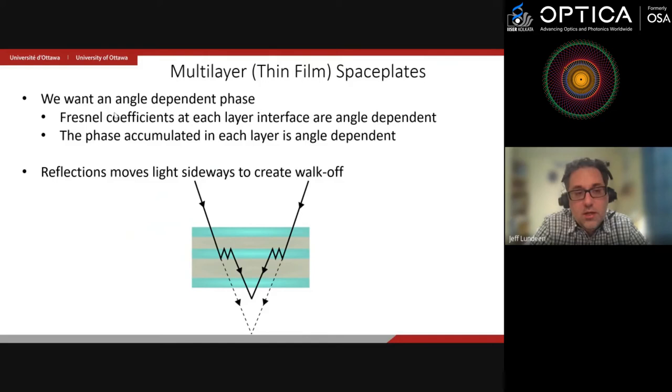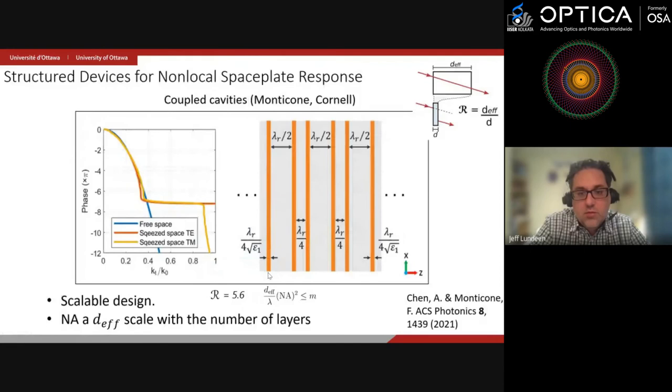From the ray picture, it also looked kind of good, because you could imagine this mechanism for rays to move sideways, or light to move sideways, and create that anomalous walk-off that we wanted that would move the focus closer to our spaceplate. And indeed, it works. You can make spaceplates out of multi-layer devices. We introduced a design for one in our very first paper, but it was designed using machine learning. So it's kind of a crazy design that we didn't really understand very well. Francesco Monticone at Cornell introduced a repeatable design. So you can make it arbitrarily thick, and you can understand why it works. And it has an R of 5.6.